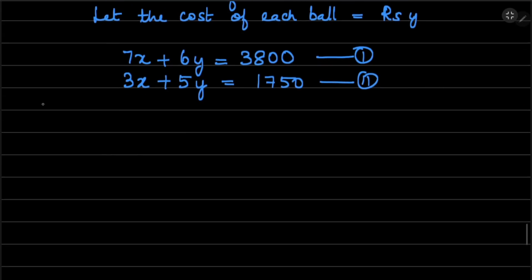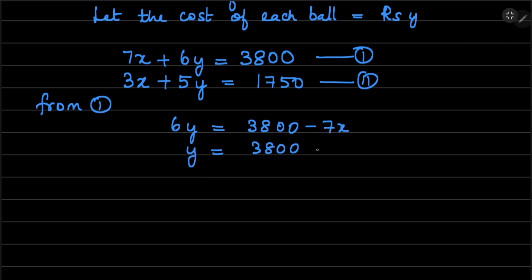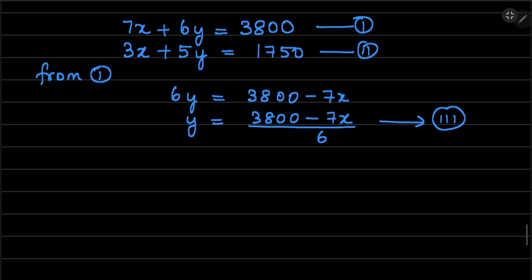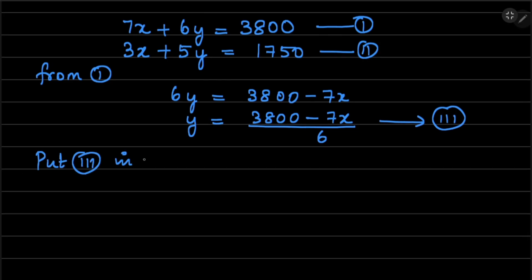So again, from equation 1, we can write x in terms of y or y in terms of x. Let's write 6y equal to 3,800 minus 7x. Here I am going to express y in terms of x. Anything is fine, right? So y is equal to 3,800 minus 7x, whole divided by 6. So this is your equation 3. Let's put it in equation 2.